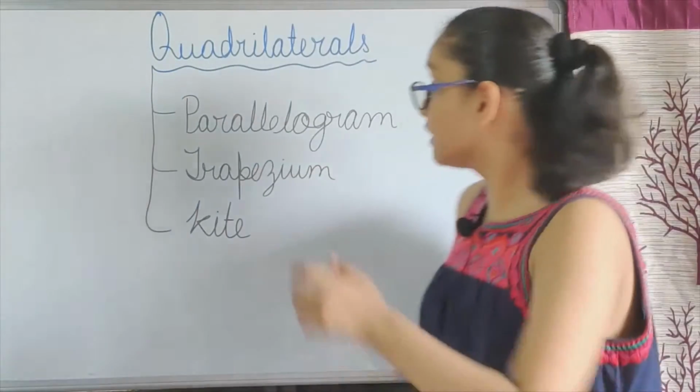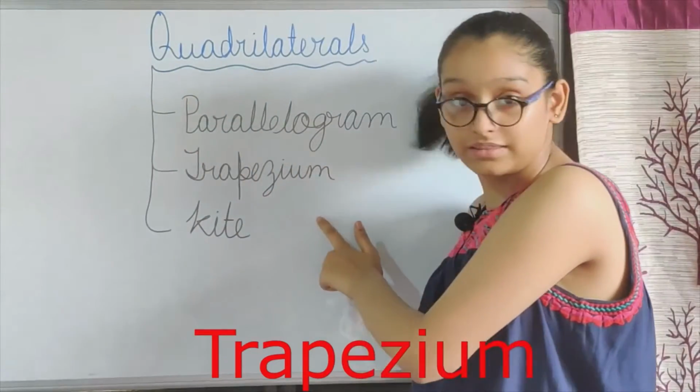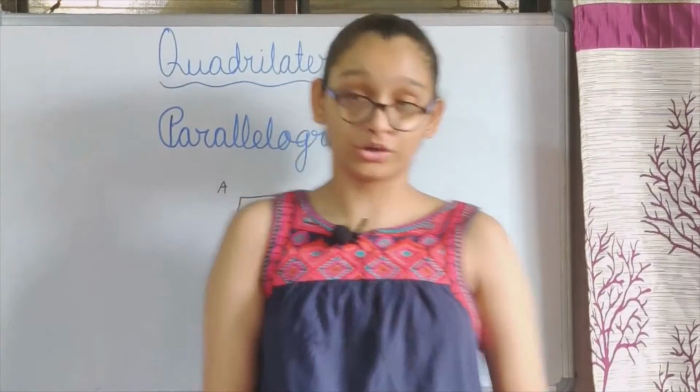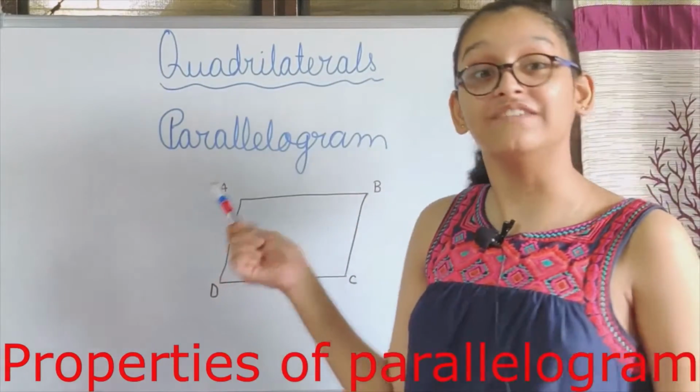There are three types of quadrilaterals. These are parallelogram, trapezium and kite. So let's start with the properties of these quadrilaterals. Okay, so let's start with the properties of parallelogram.